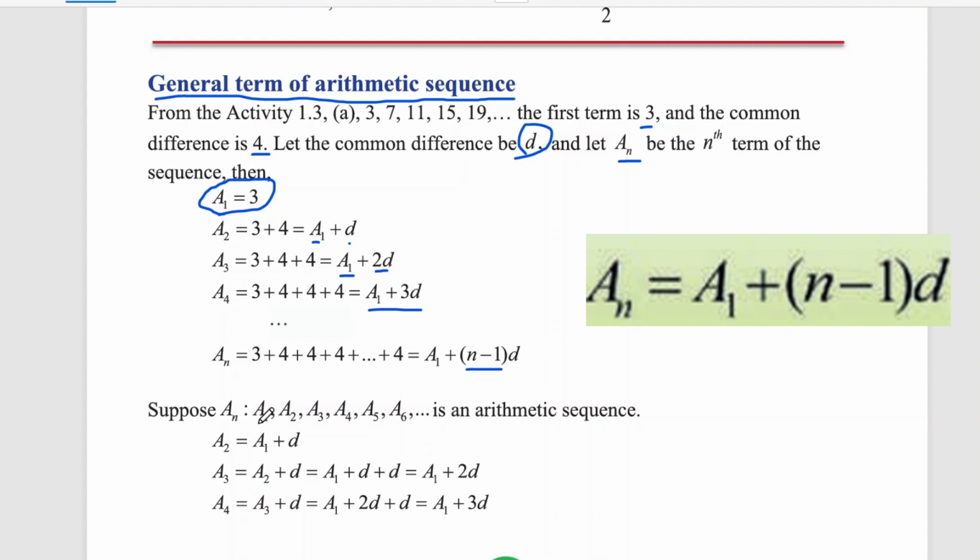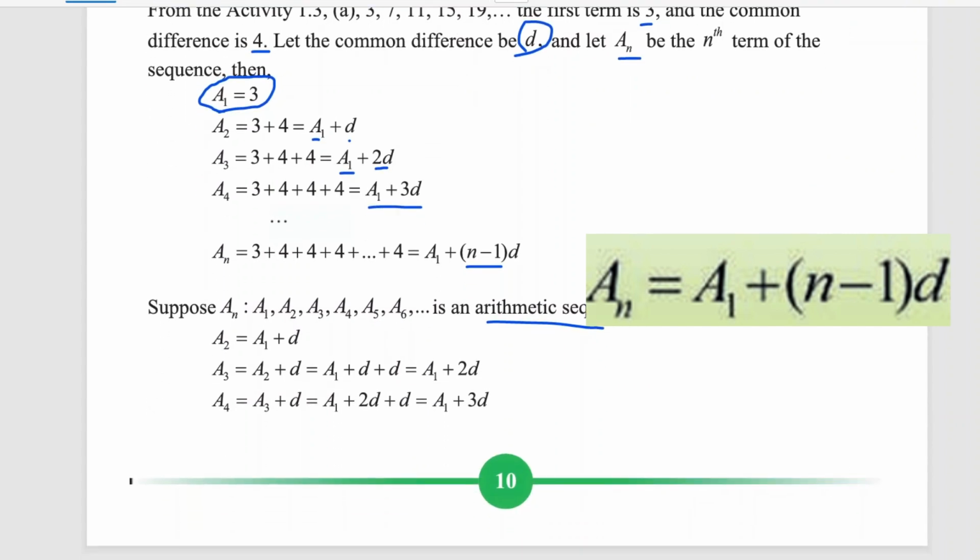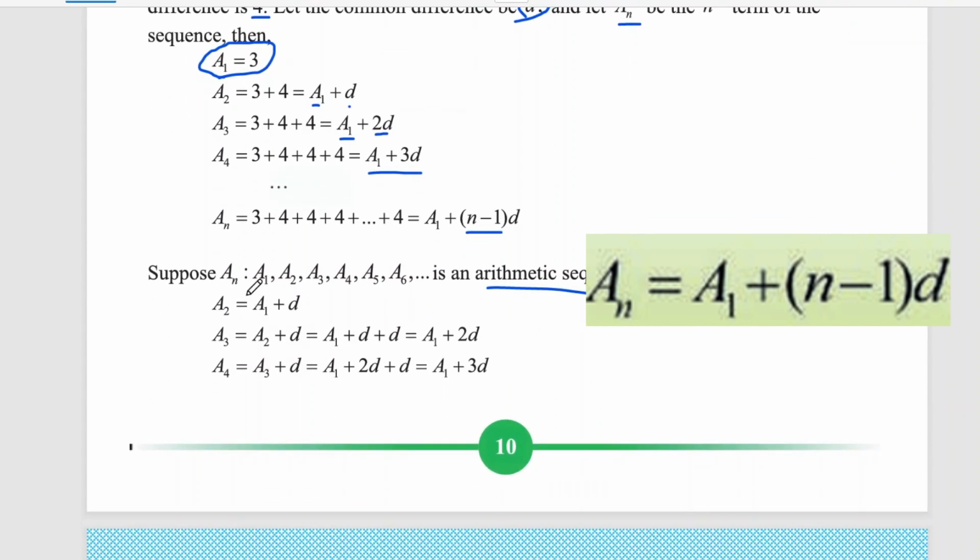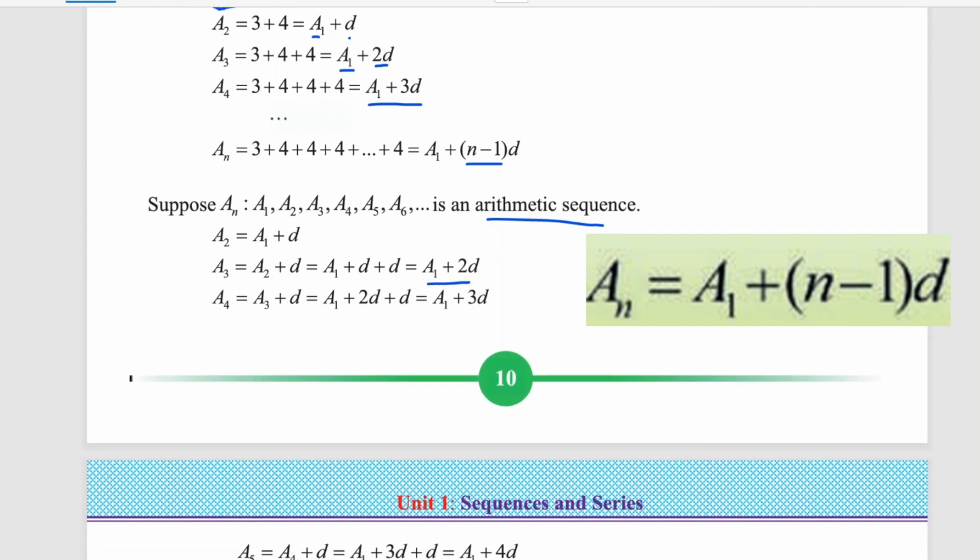Suppose AN has the terms A1, A2, A3 up to infinity, which is an arithmetic sequence. A2 maal ta'a? A1 plus D ta'a. A3 immoo maal ta'a? A2 plus D ta'a, which is A1 plus D plus D. So D meeqa arganne? 2 arganne. So 2D jennaan jechuudha. A1 plus 2D.